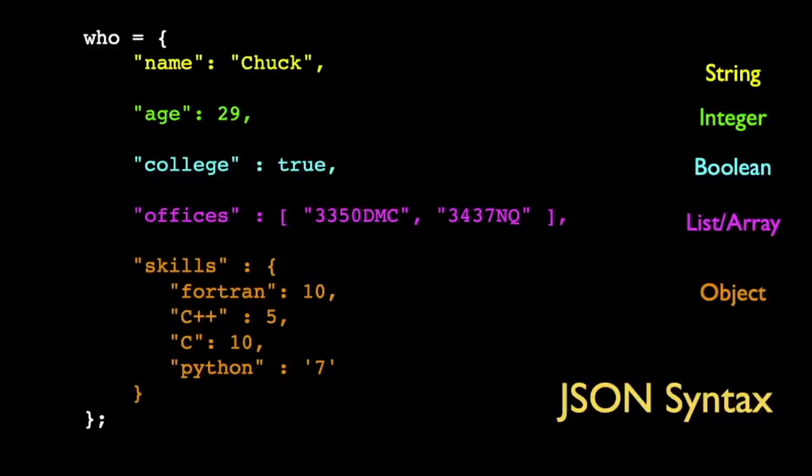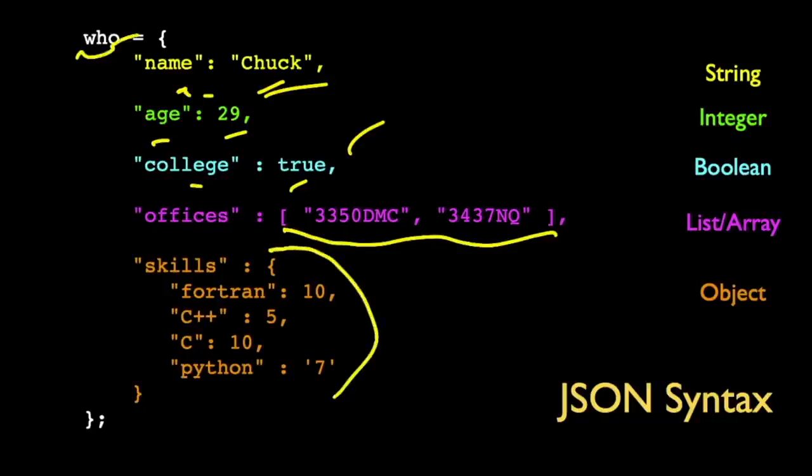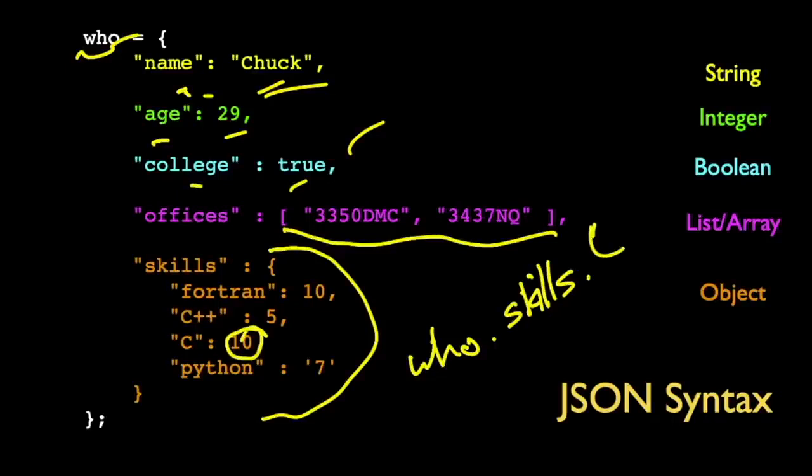And so you have key value pairs, like name maps to Chuck, age maps to 29, college is true. You can have numbers, you can have Booleans, and you can have nesting. So you can have inside of an object, one of the attributes that points to a list of 2 strings. And then you can have an attribute inside the outer object, being who, that has itself an object. And so for example, if I wanted to get to this 10, I would say who.skills.c. And that would reference that number 10.